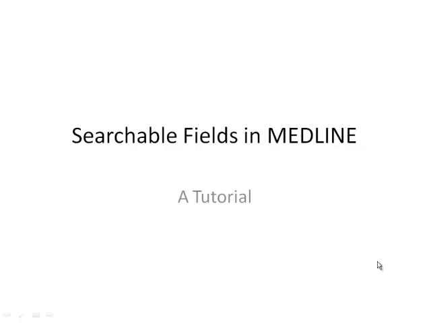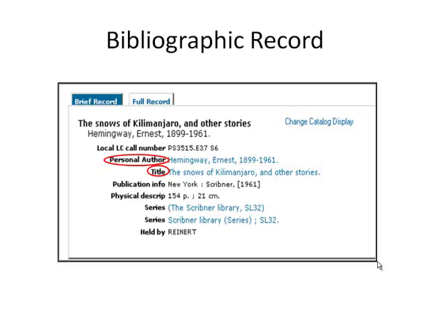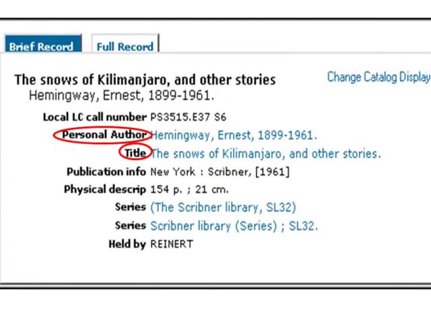This is a tutorial on searchable fields in Medline. To understand searchable fields and their function, we must first understand what a bibliographic record is and its function. A bibliographic record is a surrogate of an information item, such as a book. It comprises fields that describe general features of the item.